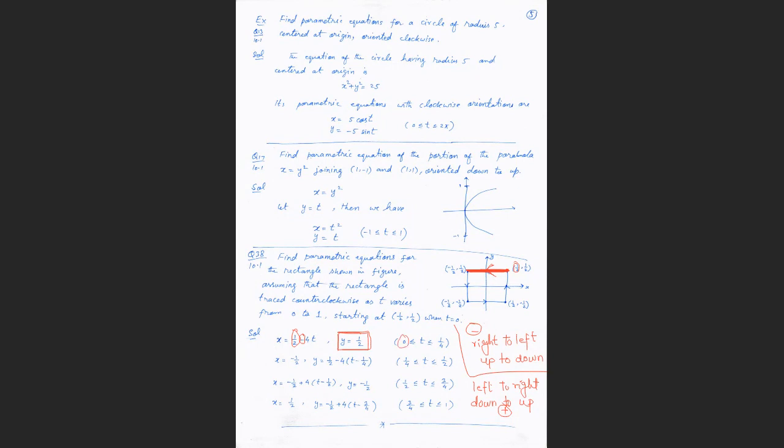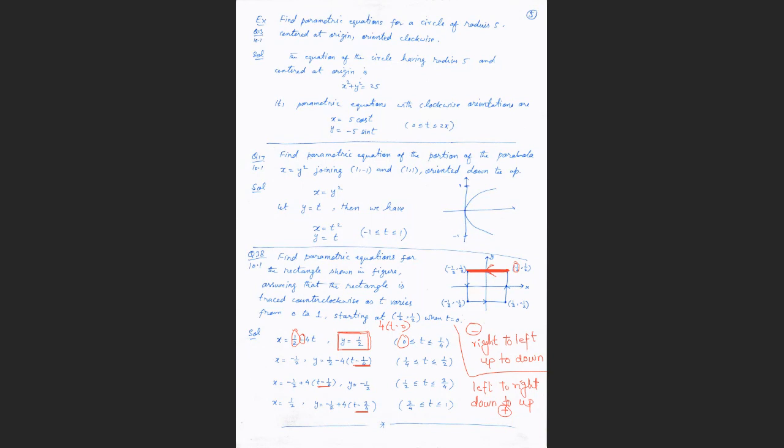Starting with 0, so you will write 4t minus 0, the first part. Okay, the second part will be t minus 1 divided by 4. The third part will be t minus 1 divided by 2. The fourth part will be t minus 3 by 4.